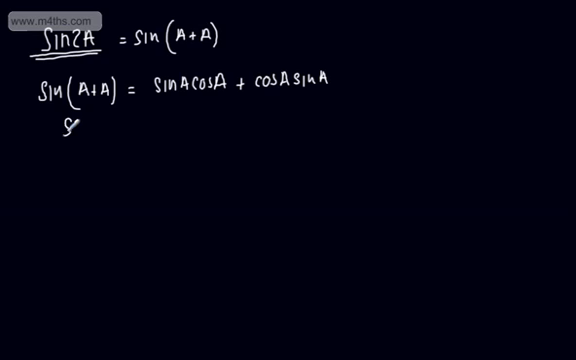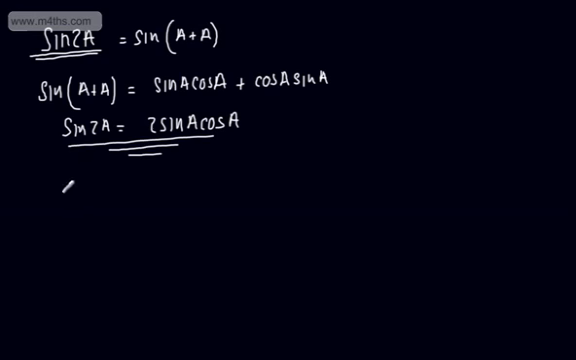As we can see here, sine of 2a is simply going to be sine a cos a plus cos a sine a. These two things are the same, therefore this gives us 2 sine a cos a, and this is an important result that we're going to use time and time again. So sine 2a is 2 sine a cos a. Let's now look at the cos of 2a.